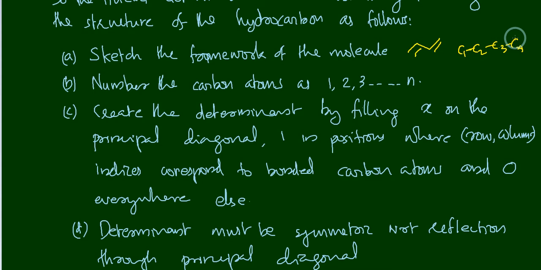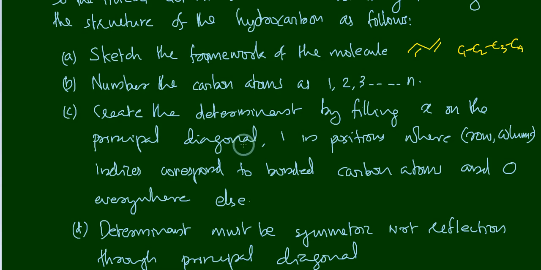Now the number of the carbon atoms. The number of the carbon atoms is 1, 2, 3, 4. That is why it is written C1, C2, C3, C4, etc. And now create the determinant by filling x on the principal diagonal, 1 in positions where the indices correspond to the bonded carbon atoms, and 0 everywhere else. That's what we have to write.